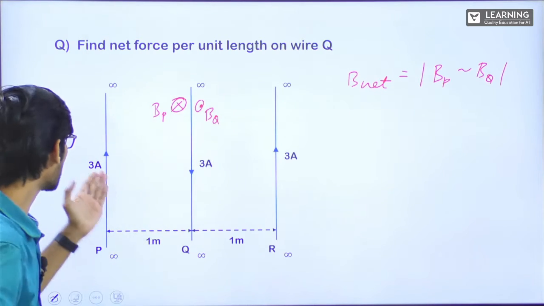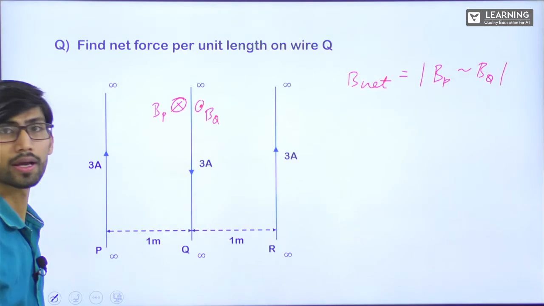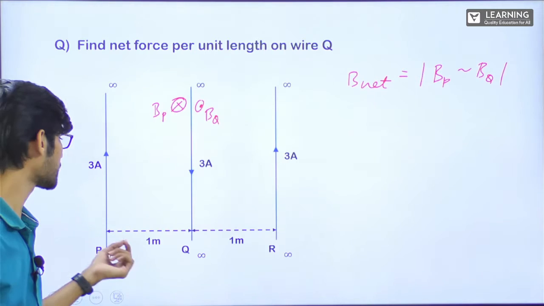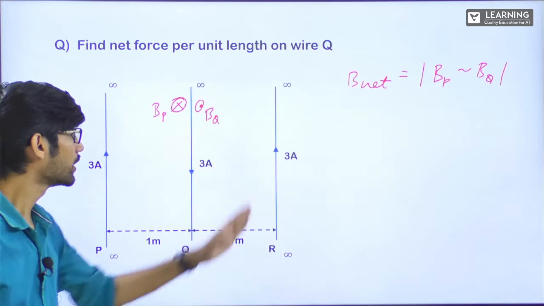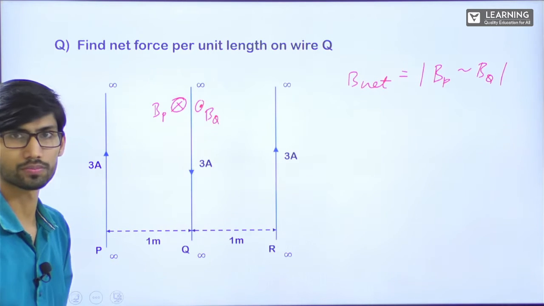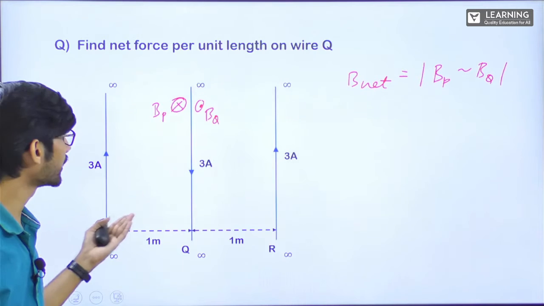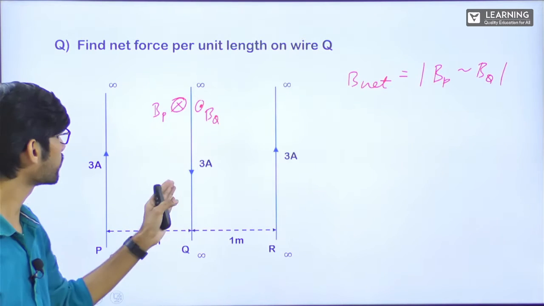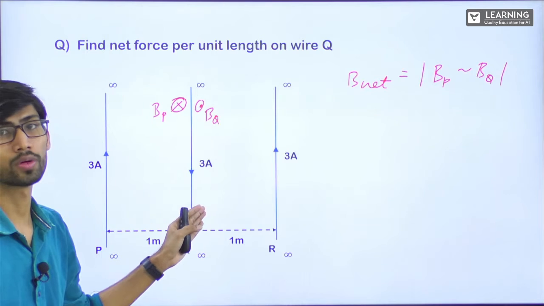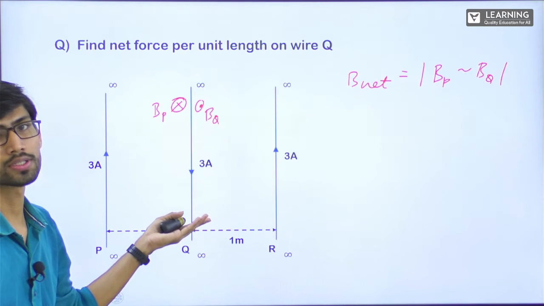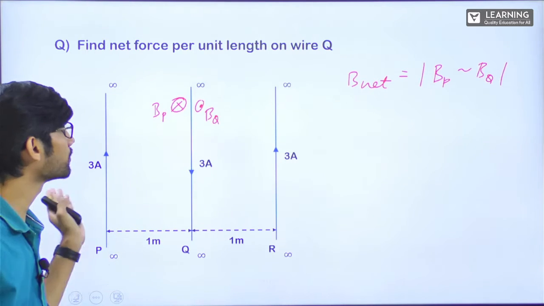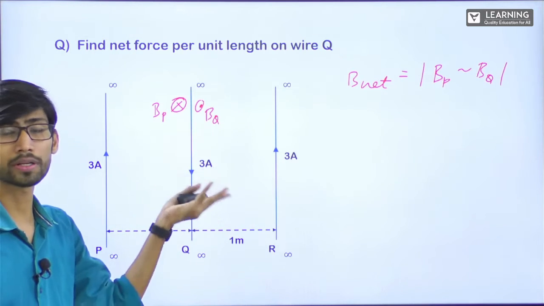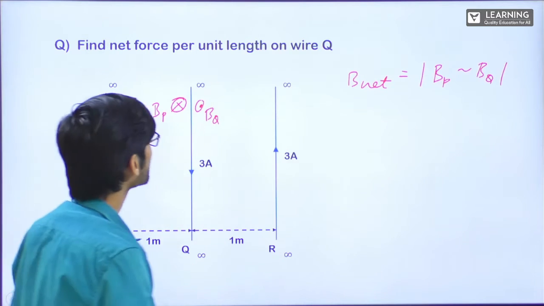Why? See, the current is 3 ampere, and we are taking out magnetic field at a separation of 1 meter from this wire also. Right? So BP, BQ will be same, B net will be 0. If B net is 0, force on this is I into B net into L. B net is 0, force on this is 0. From common sense, you don't even have to use a pen for this question. But still, if you want, I'll take out.